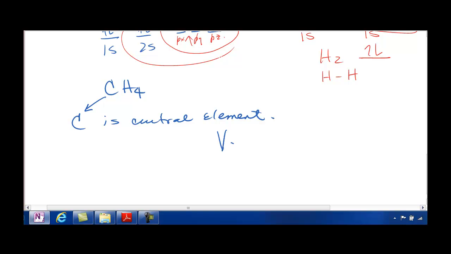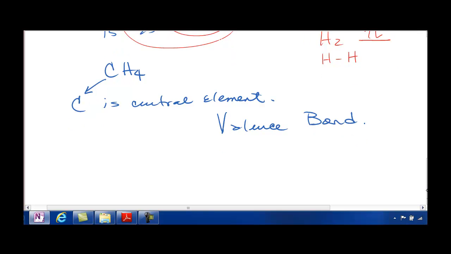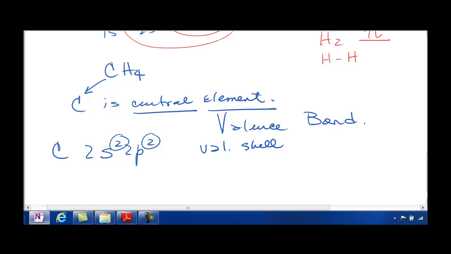So valence bond says, okay, carbon has a valence configuration of s2p2, right? It's 2s2, 2p2. If it would have been silicon, it would be 3s2, 3p2. If it would have been germanium, it would have been 4s2, 4p2. But anyways, it's s2p2 because it's an element in group 4. So in the case of carbon, it's 2s2, 2p2. So we're looking at the valence shell for the central element, the one that's directing the shape.